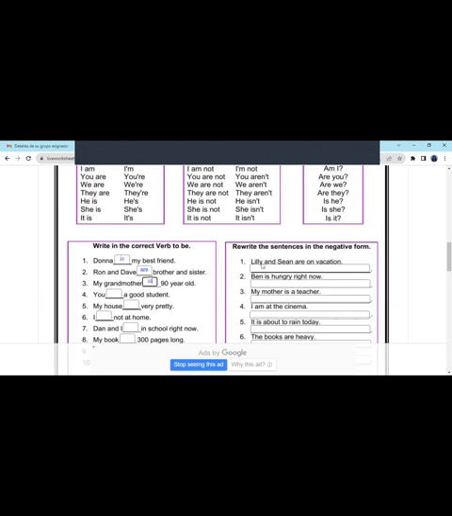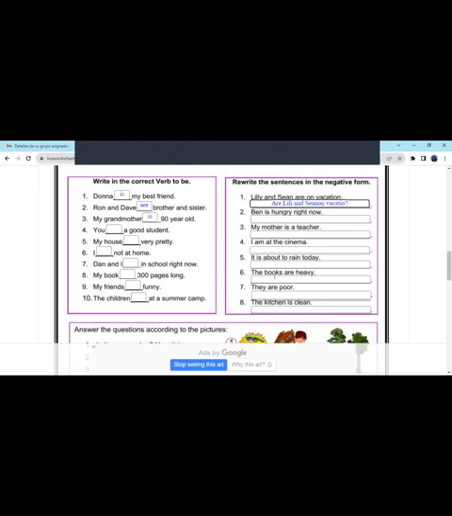And in the next part, you say, rewrite the sentences in the interrogative form. For example, number one, Lily and Sean are on vacation. Now, what's the question? Are Lily and Sean on vacation? Yes, very good. And you continue here in the same way.